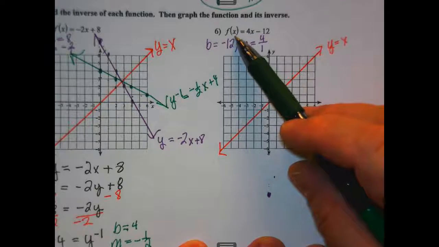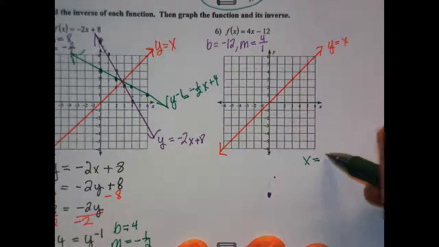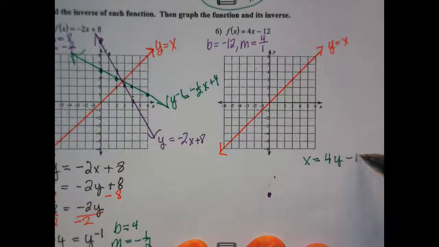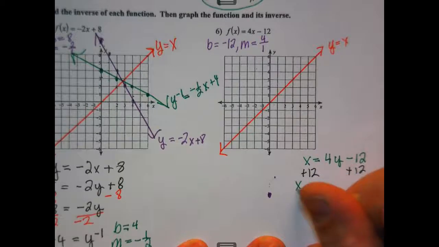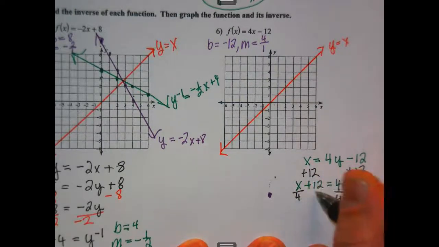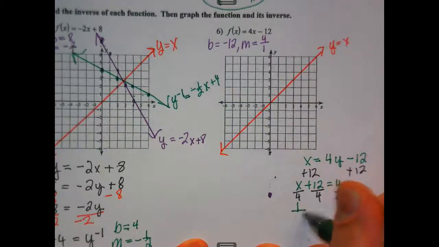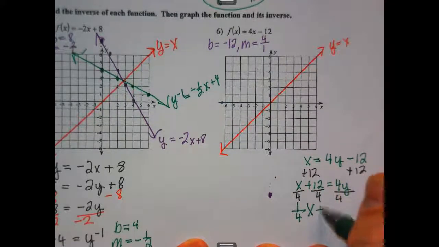So I'm going to switch the x and the y. So I have x equals 4y. Good. I'm going to add the 12. Okay, so I have 1/4 x plus 3 equals y inverse.